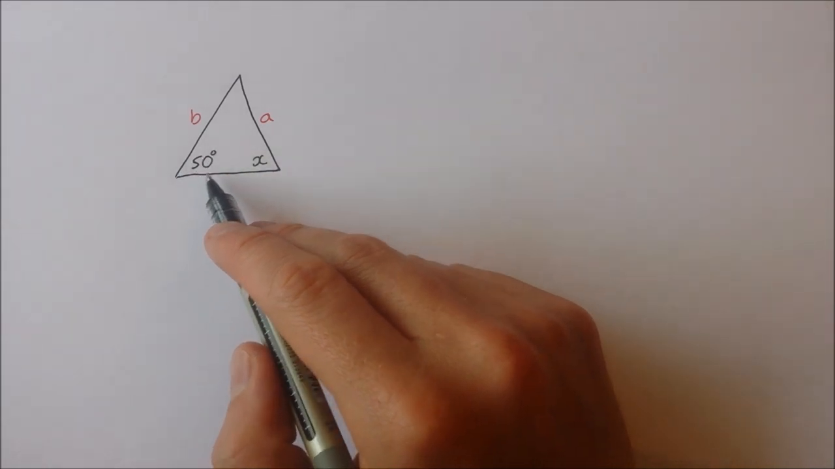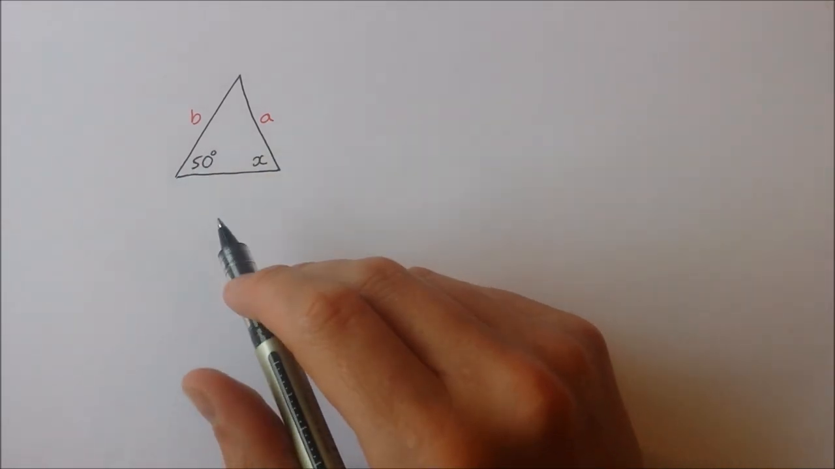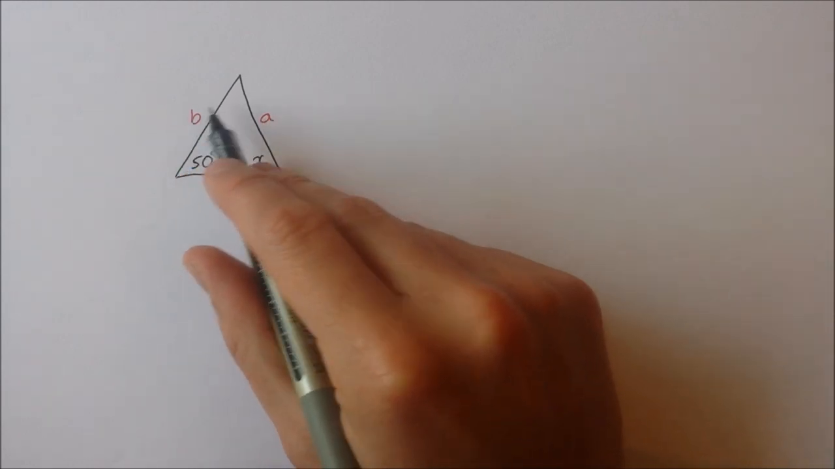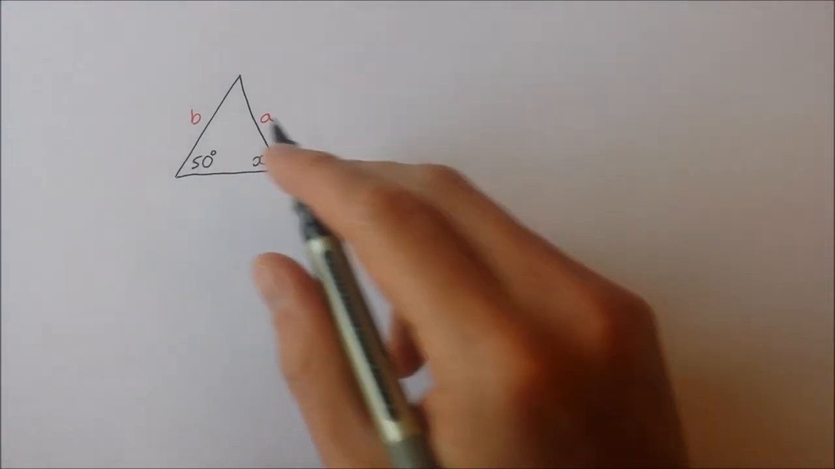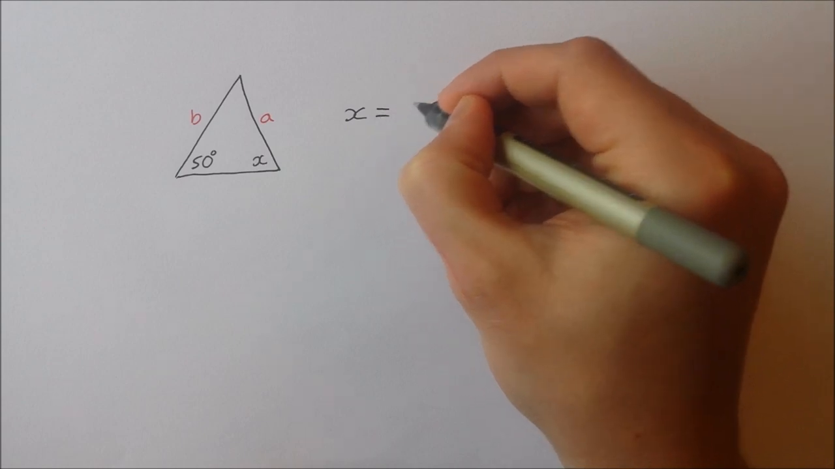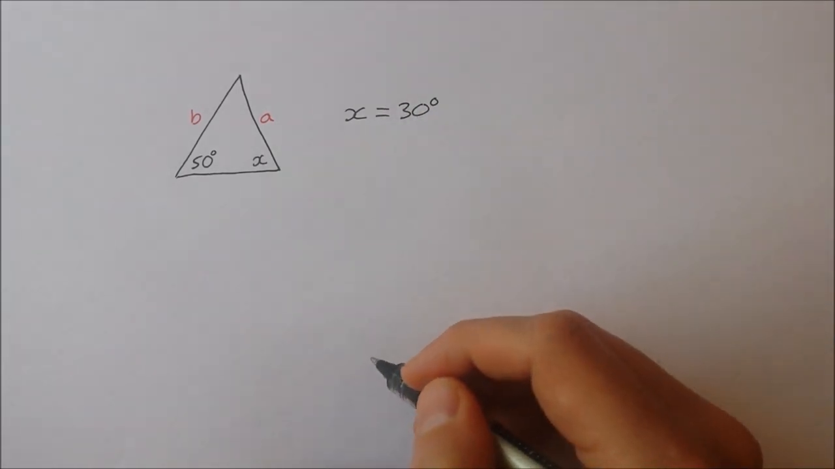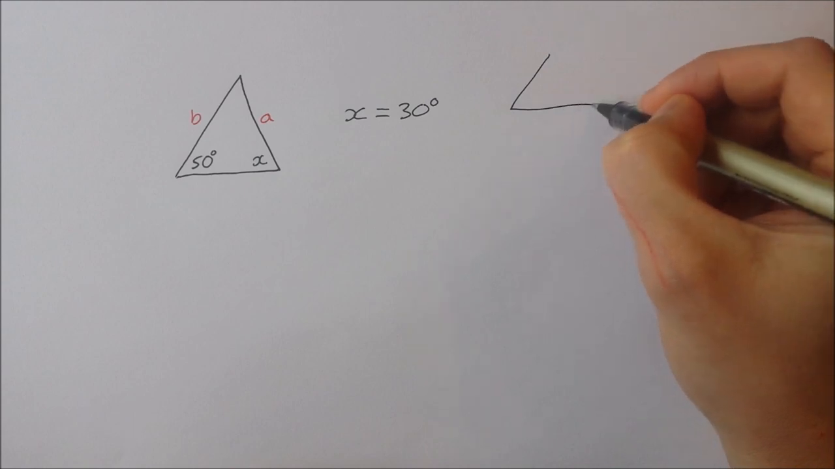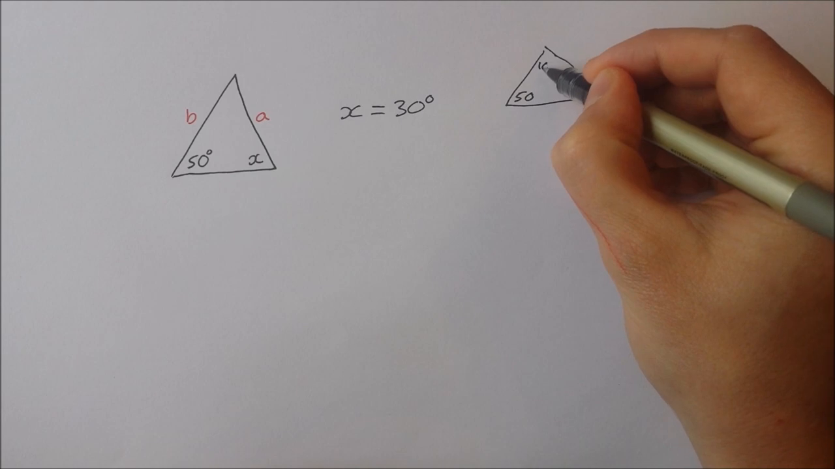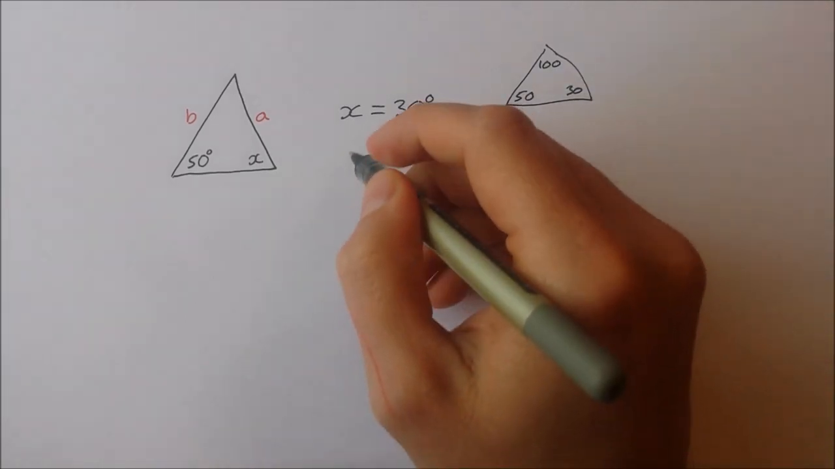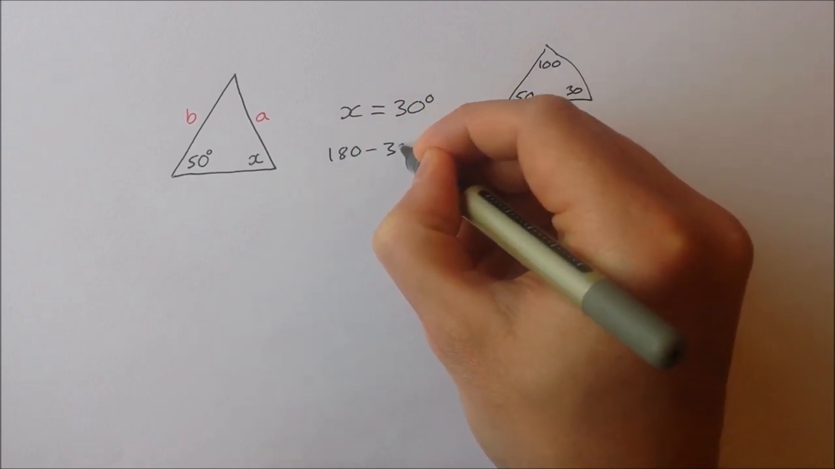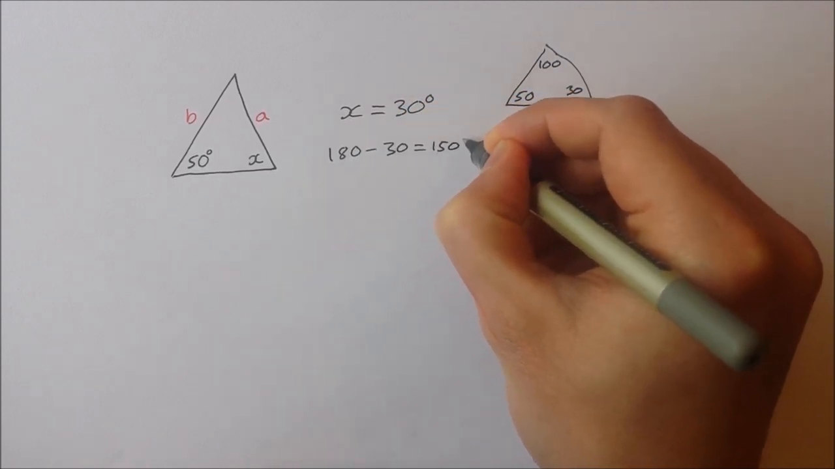Let's say that we were given this triangle here with 50 degrees, an unknown angle here, and two sides. Let's pretend we know them, but just call them A and B here. Let's say we used the sine rule to calculate x, and we found out that it's 30 degrees. That would be great. That's a triangle with 50, 30, and then this would be left as 100. Now, if it was an ambiguous case, I could also do 180 minus 30 to get 150 degrees.